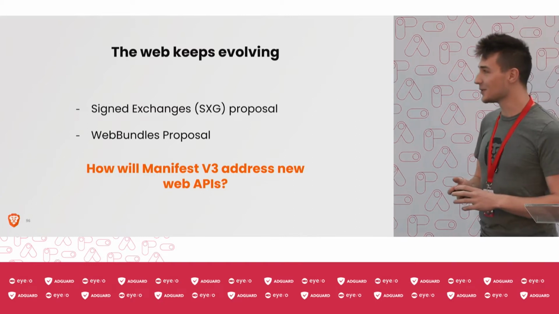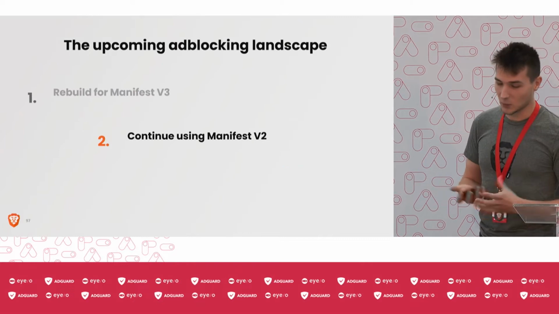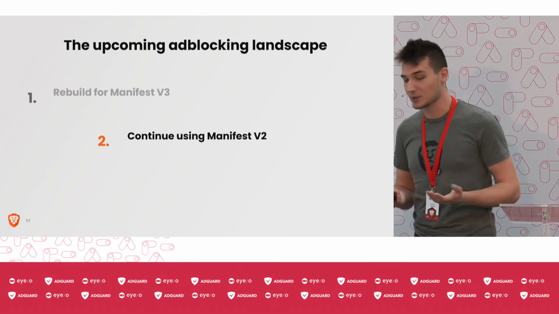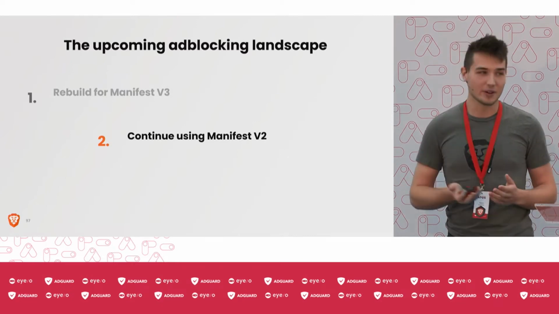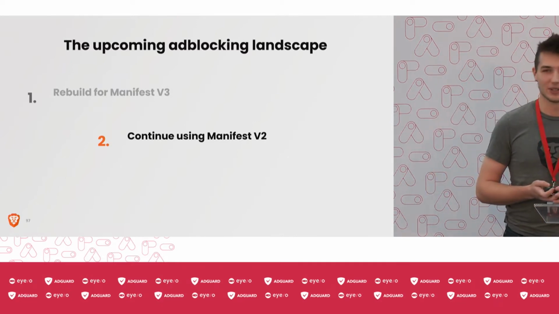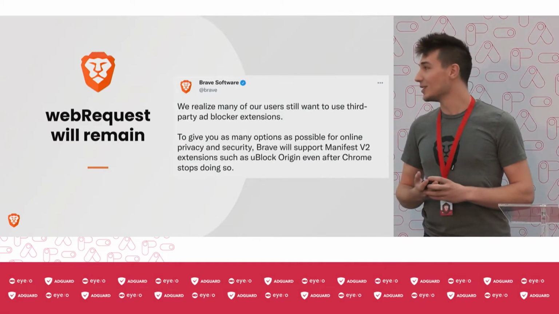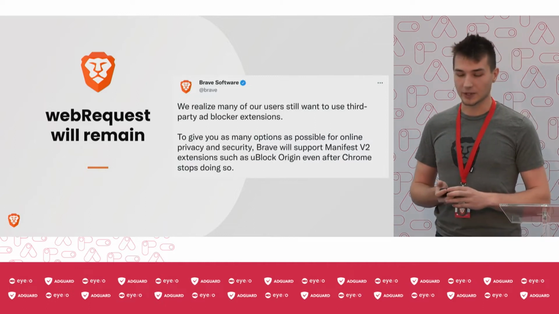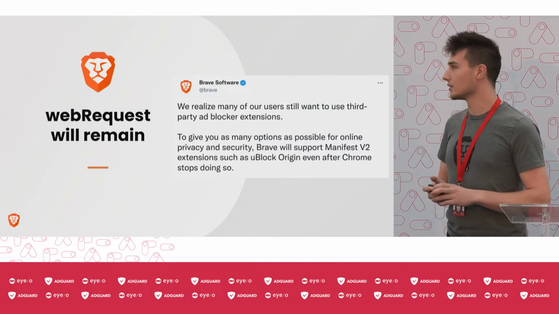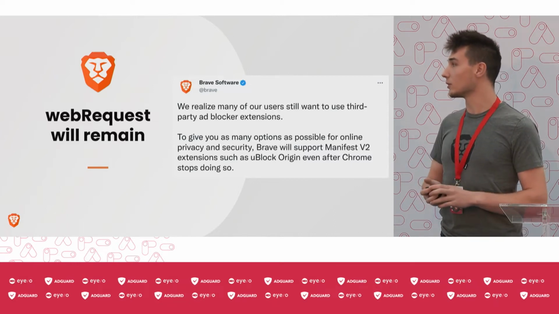And I think there's a lot of questions still with Manifest v3 going forwards. Which brings me to the next option. You can continue using Manifest v2, right? Of course, the big news is that Manifest v2 is going away. But Chrome isn't the only browser out there. Brave is actually committed to continuing to maintain Manifest v2 and web request so that extensions that we are already familiar with will continue to work in Brave.